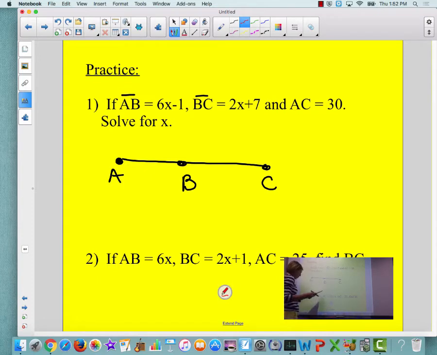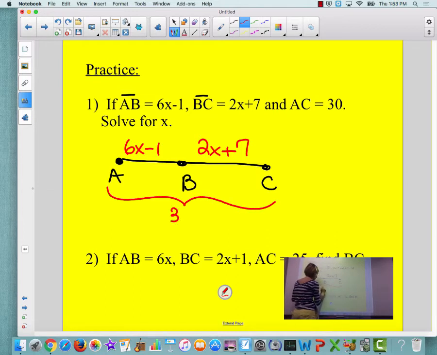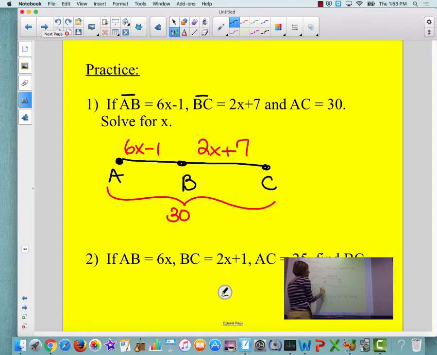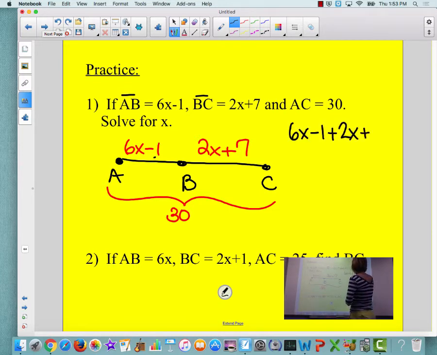Okay, so I'm going to label my diagram with what I'm given. I'm given that AB is equal to 6x minus 1. I'm given that BC is equal to 2x plus 7, so I'm going to label my diagram with it. And I'm given that the whole segment is 30. So I'm going to use the segment addition postulate that says the sum of these two parts equals the whole. All right, so then I'm going to add the segments together. So 6x minus 1 plus 2x plus 7 is equal to 30.